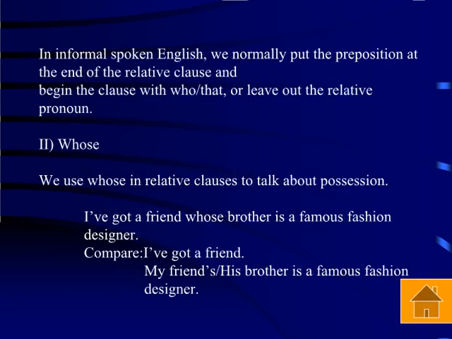In informal spoken English, we normally put the preposition at the end of the relative clause and begin the clause with who, that, or leave out the relative pronoun. We use whose in relative clauses to talk about possession. For example, I've got a friend whose brother is a famous fashion designer. We use whose to replace his to combine both sentences together.